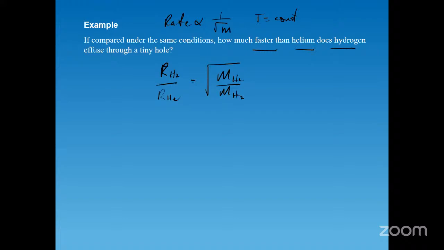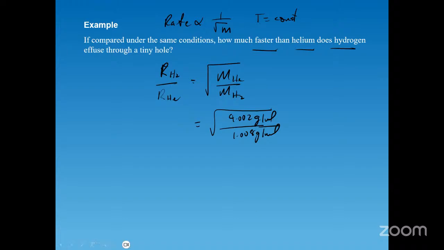So all we have to do is go to the periodic table and we look at the molar mass of helium, which is 4.002 grams per mole divided by the molar mass of hydrogen, which is 1.008 grams per mole. And let's see what that gives. 4.002 divided by 1.008, and then we find the square root of that.